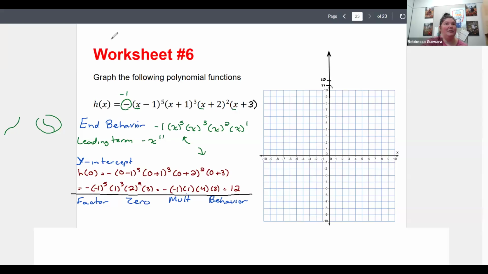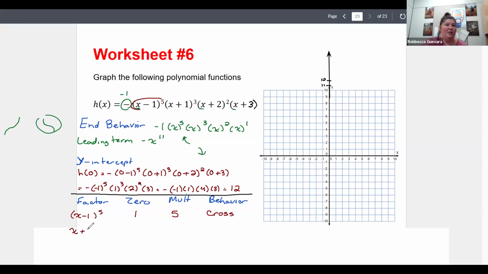Let's do zeros and multiplicities next. So I'm going to write down each factor. We don't care about this one. We care about the part with the x's for the factor. So we have an x minus 1 to the power of 5, meaning my 0 is the positive 1. My 5 is the multiplicity. So my behavior is I'm going to cross because it's an odd multiplicity.